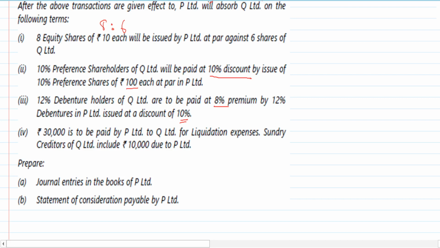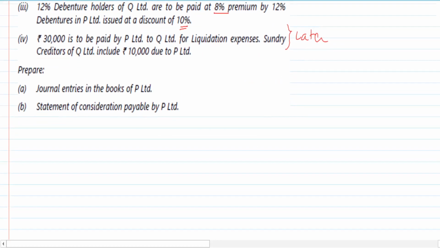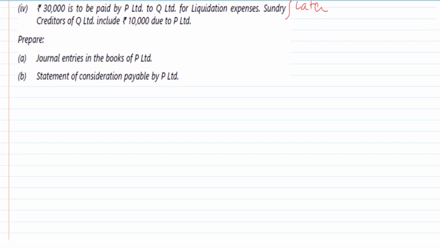Then they are saying rupees 30,000 is to be paid by P Limited to Q Limited for liquidation expenses, and sundry creditors of Q Limited include rupees 10,000 due to P Limited. This is something that we will consider later. It does not have anything to do with the initial solution of the question. What are the questions? Part A, journal entries in the books of P Limited. So purchasing company's journal is required. And in B, they are saying statement of consideration payable by P Limited.